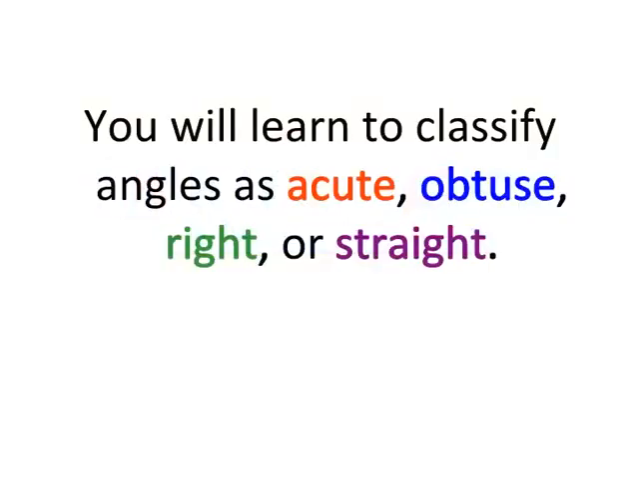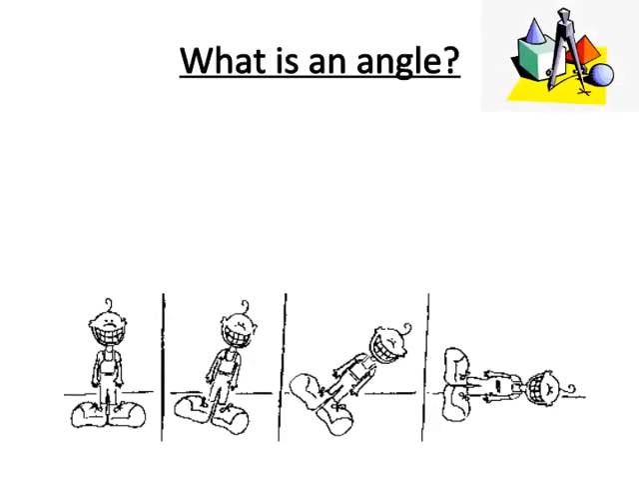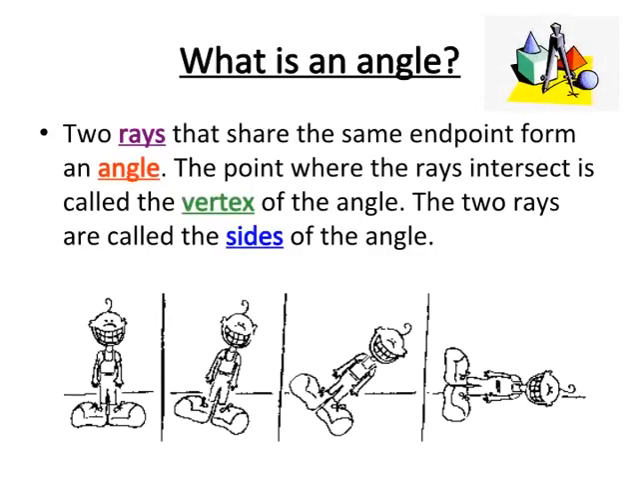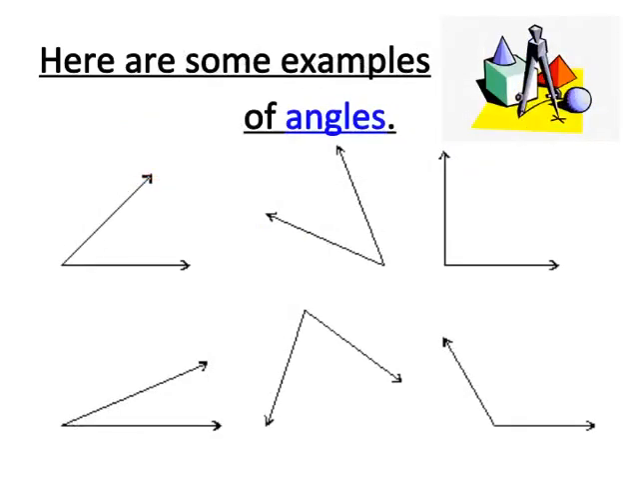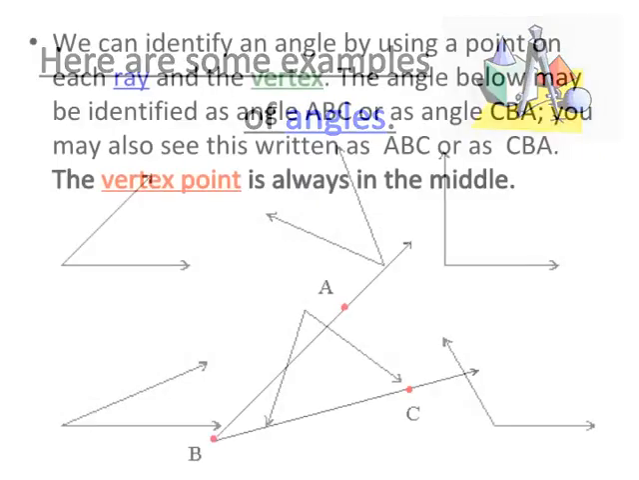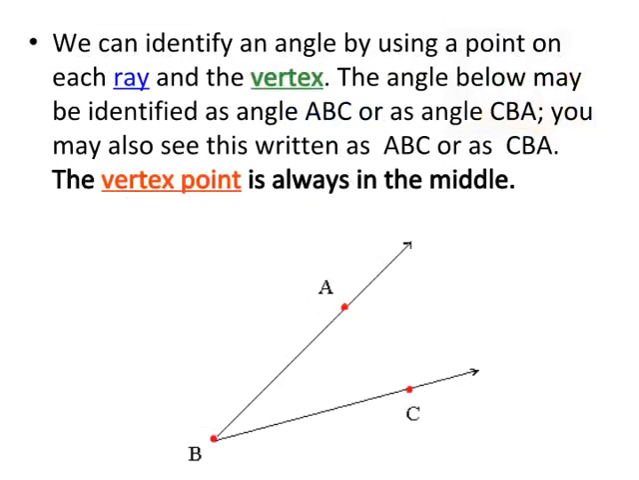Angles. Now, you will learn to classify angles as acute, obtuse, right, or straight. What is an angle? Two rays that share the same endpoint form an angle. The point where the rays intersect is called the vertex of the angle. The two rays are called the sides of the angle. Here are some examples of angles. We can identify an angle by using a point on each ray and the vertex. The angle below may be identified as angle ABC or as angle CBA.